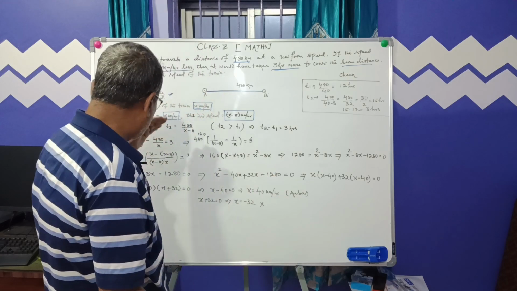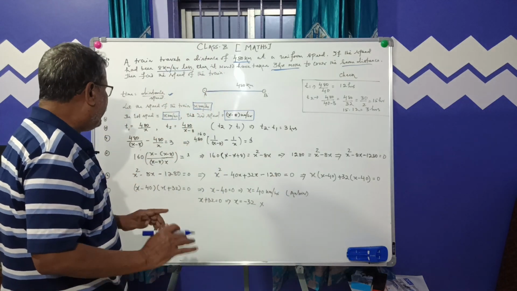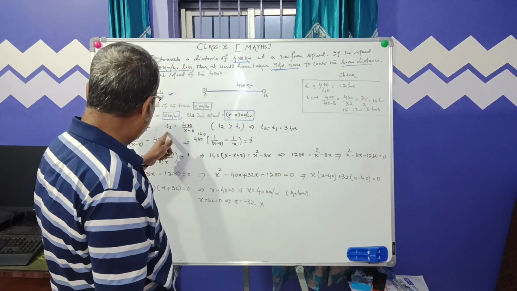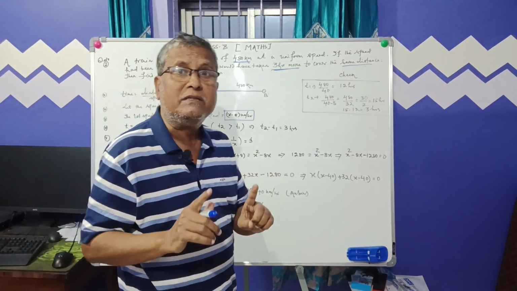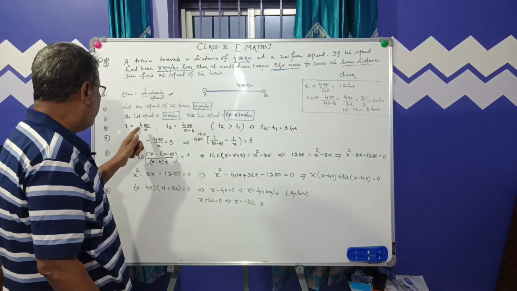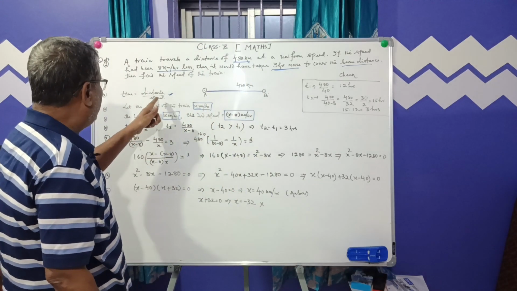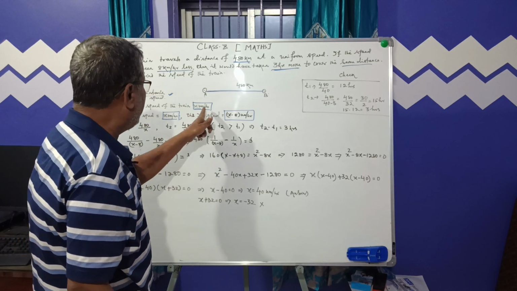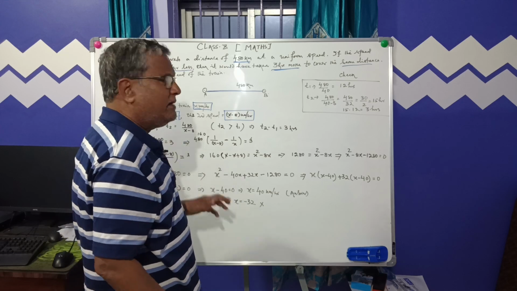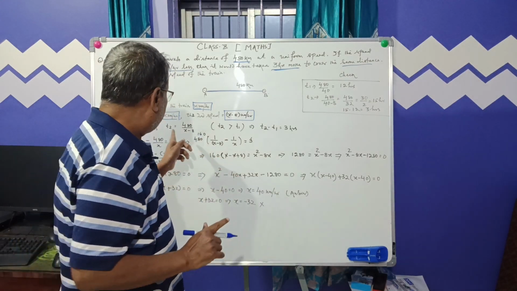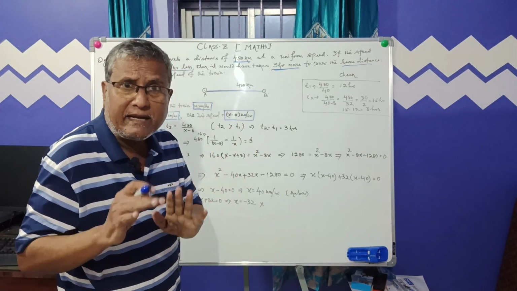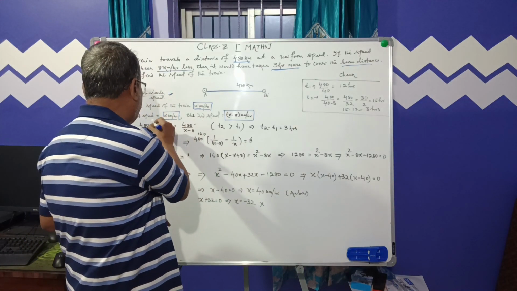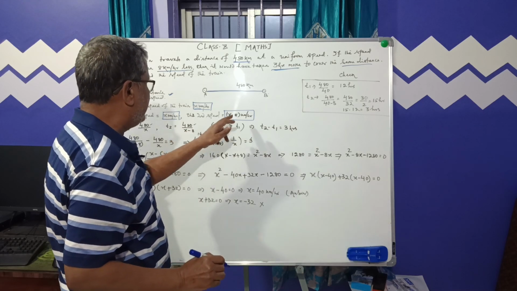Now clear? Let's find T1, the time taken for the first speed, and T2, the time taken for the second speed. So T1 is 480 by x. Apply this formula: distance is 480 and speed is x km per hour, that we have taken. Then T2 means the time required for the second speed. So 480, the distance is fixed, and here the speed is x minus 8.